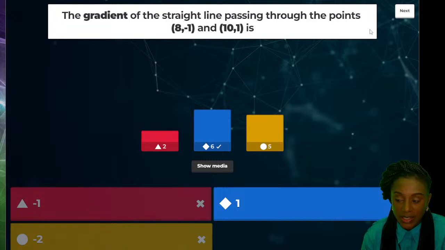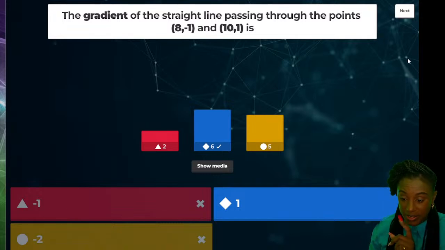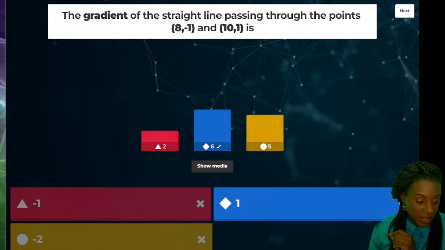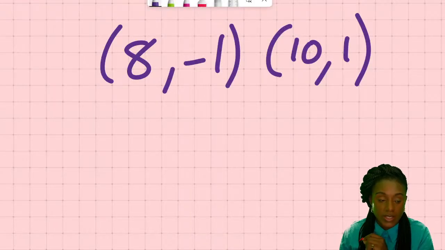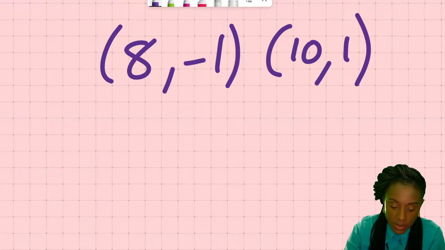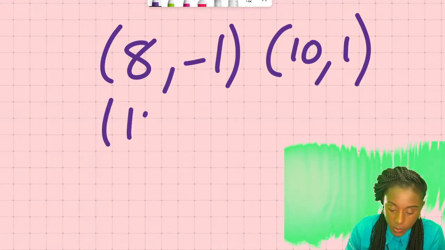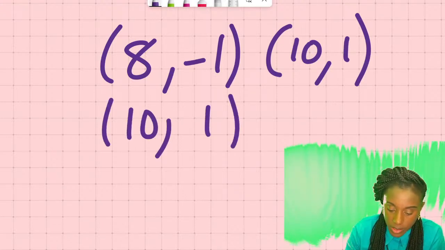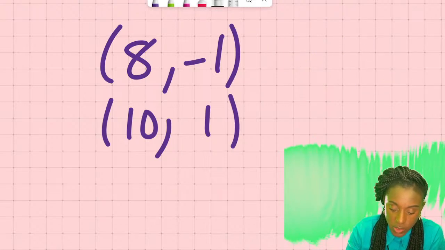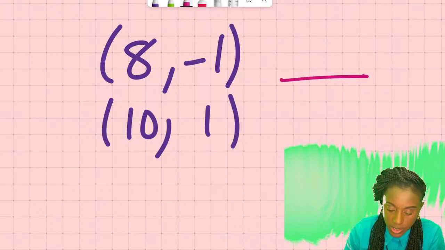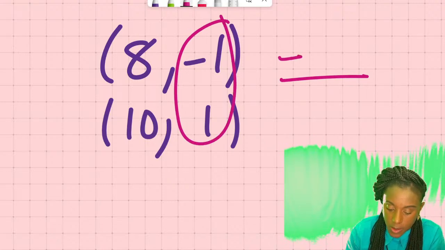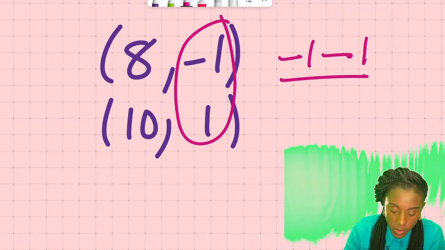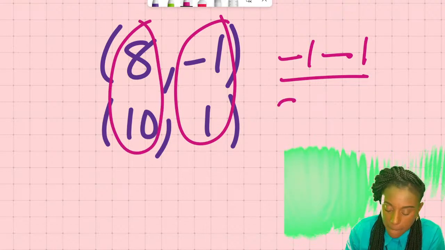Okay, I see here some persons still got this incorrect. I believe if you used your calculator, some of you would not have, because of the answers that some of you are giving me. So let's see here. The coordinates are (8, -1) and (10, 1). As I said, you simply stack your coordinates one on top of each other. Then you're finding your change in y over your change in x. So let's calculate the difference: negative 1 minus 1. Then our change in x, 8 minus 10.